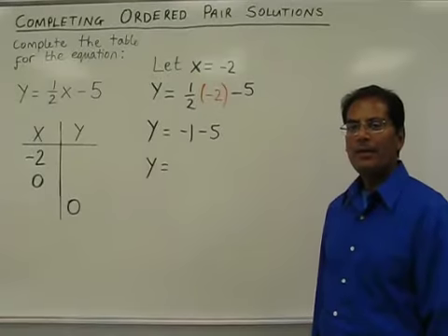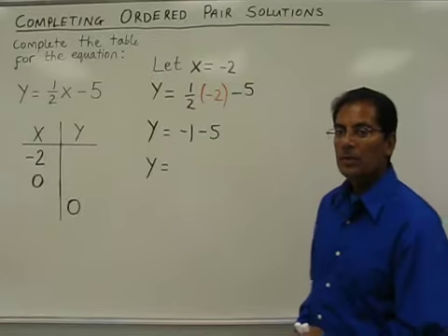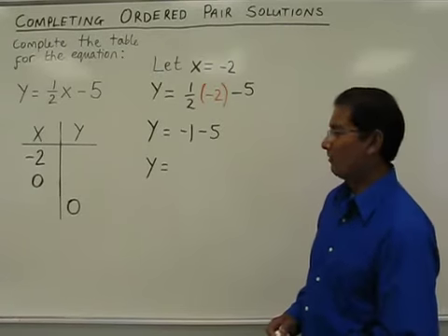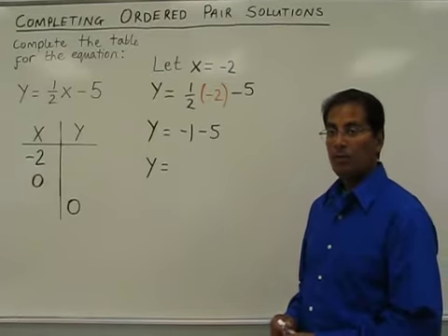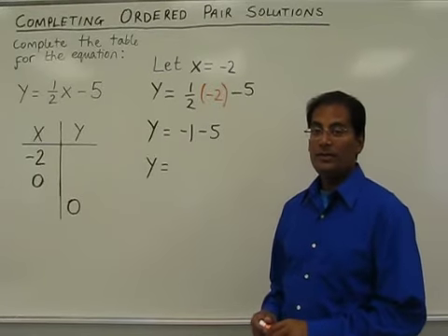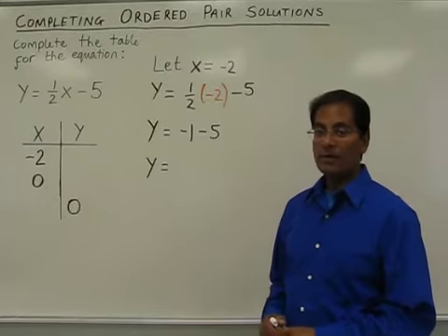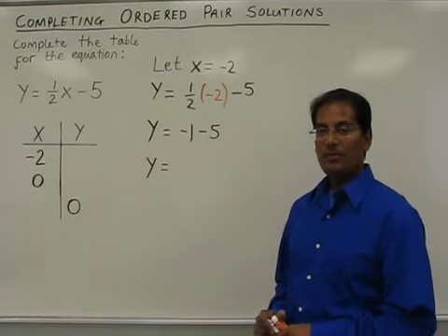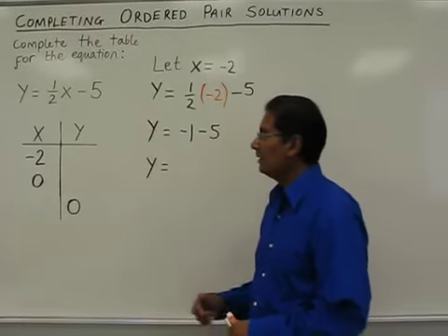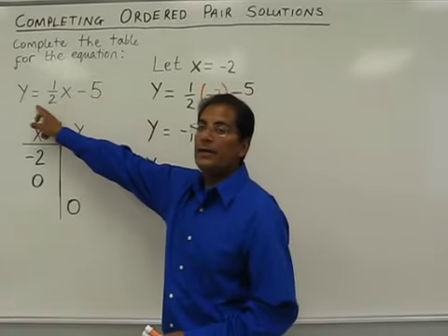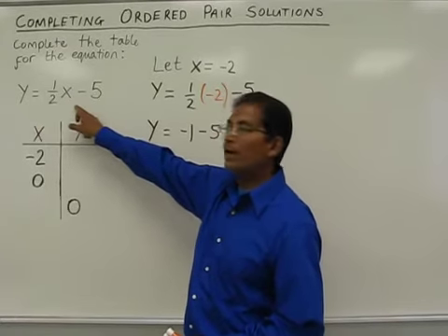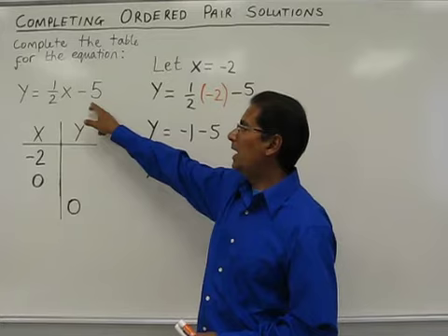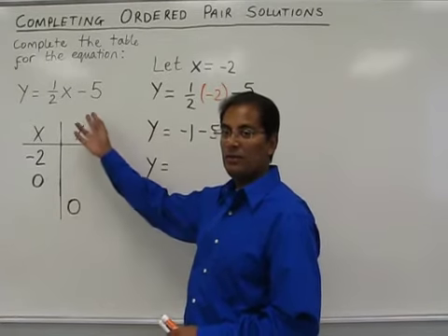Welcome back. Suppose we want to construct a graph of an equation. Well, before we can graph an equation, we need to actually get some points for our graph, some x and y coordinate points. So let's take an example of how we get these points. Here we have an equation, y equals 1/2 x minus 5. And I want to fill out this table for this equation.